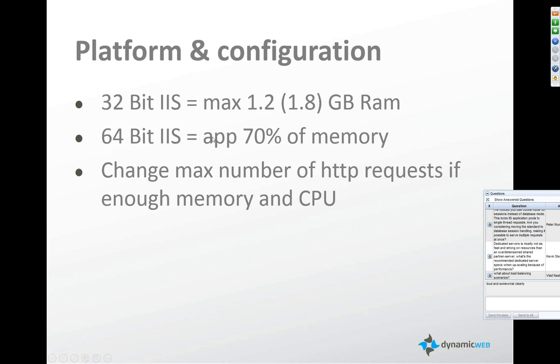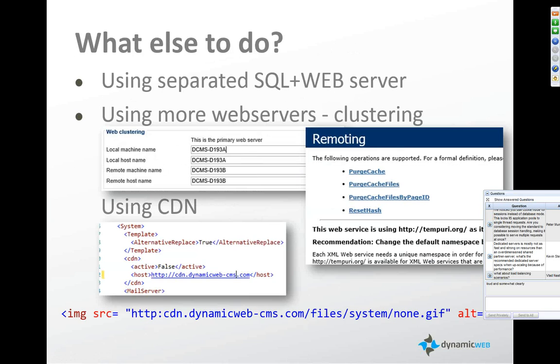application pools up and running, and that can be very important if we have a high performing website with a lot of visitors. Also, if we have a 64-bit IIS with enough memory and CPU, we should change the maximum of HTTP requests, because it's for some reason really low on default installations, and we can easily raise it and get a lot more juice out of our server.